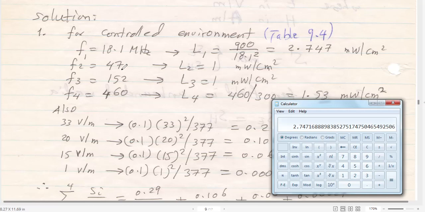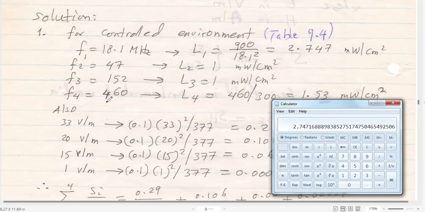The second frequency is 47 megahertz, that lies between 30 and 300 megahertz, where the limit was fixed at 1 milliwatt per centimeter squared. And similarly for 152, it lies also between 30 and 300, so the limit is fixed at 1 milliwatt per centimeter squared.